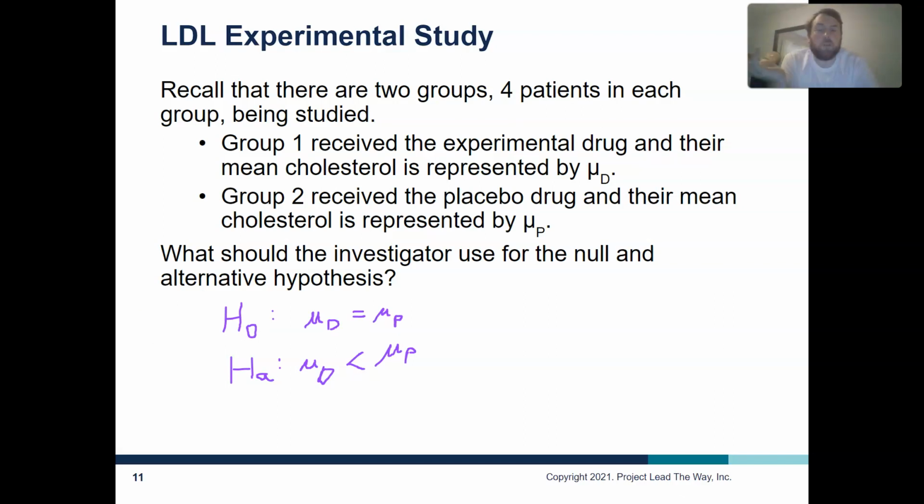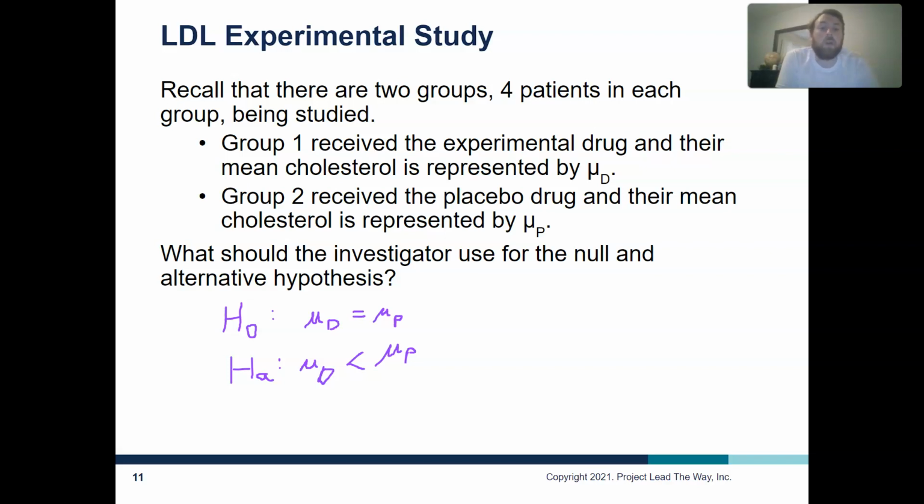So hopefully this is what you came up with. The null hypothesis here is going to be H0. And I wrote it as mu D equals mu P, as in the mean of the drug group should be equal to the mean of the placebo group. This is not to say that we are assuming that this will happen, but the purpose of this experimental design is to reject this. So we do have to note it to make sure that we are able to overcome this null hypothesis.